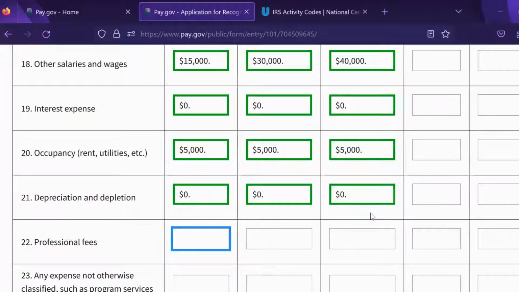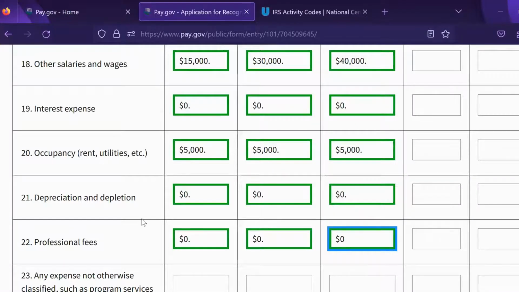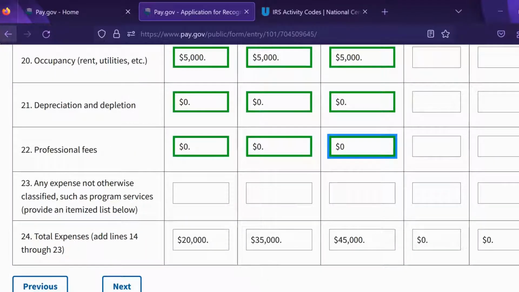help of a professional, like an accountant or bookkeeper that is familiar with nonprofit accounting and bookkeeping to assist you in coming up with your budget. Again, it's a great idea to have an accountant or a bookkeeper as one of your board members, but you will definitely need to have a good CPA to assist you with the bookkeeping and keeping your books organized for your nonprofit organization. Question 23, any other expenses not otherwise classified?